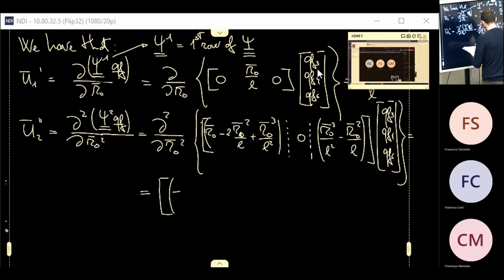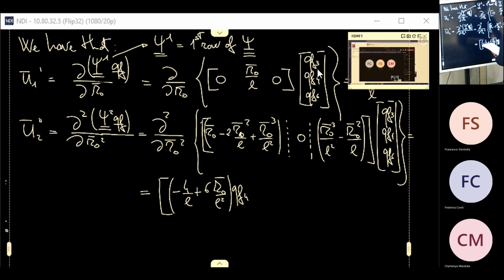You have minus 4 over L plus 6 R0 over L squared multiplied by Q3, sorry, plus 6 R0 over L squared minus 2 over L divided by Q6.